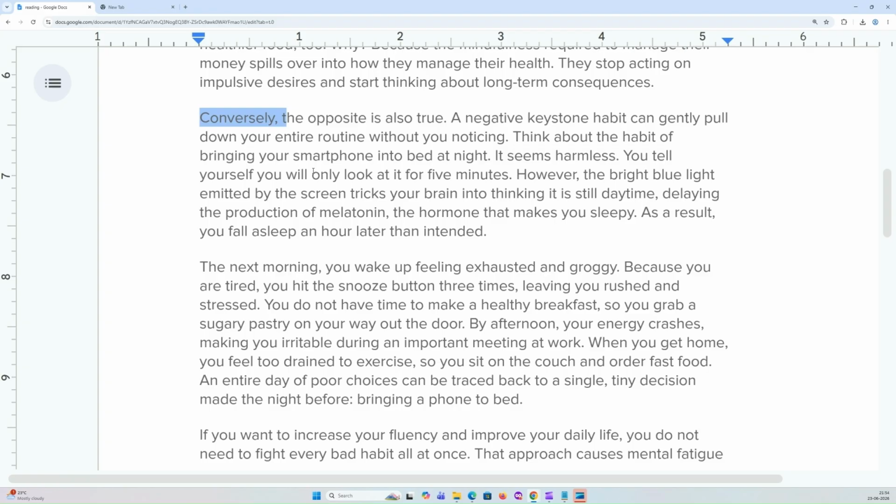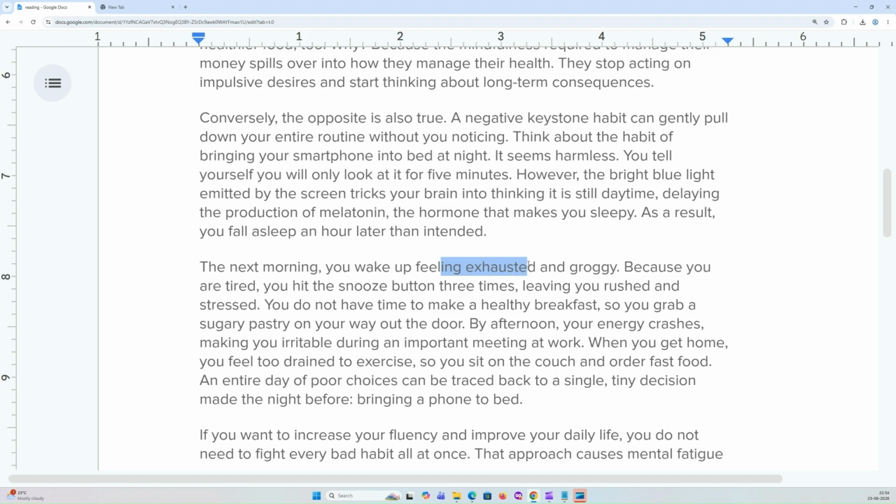delaying the production of melatonin, the hormone that makes you sleepy. As a result, you fall asleep an hour later than intended. The next morning, you wake up feeling exhausted and groggy because you are tired. You hit the snooze button 3 times, leaving you rushed and stressed.